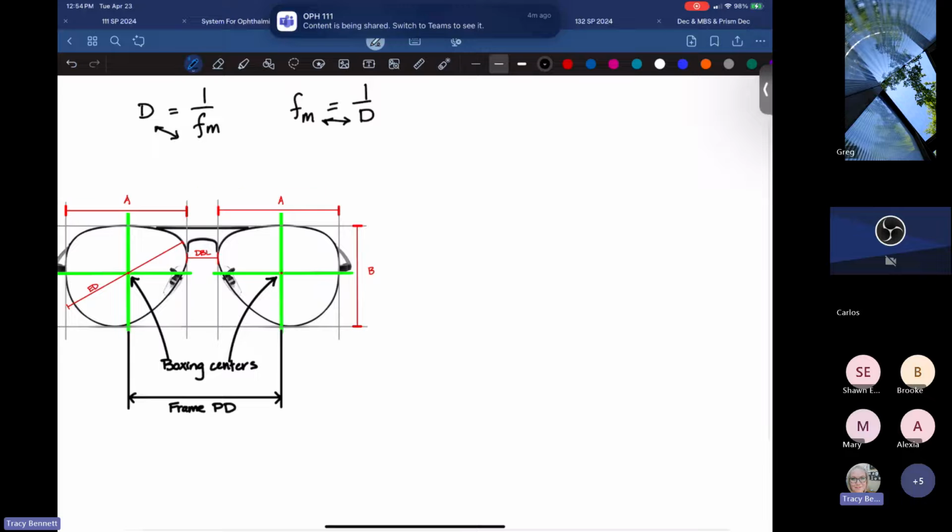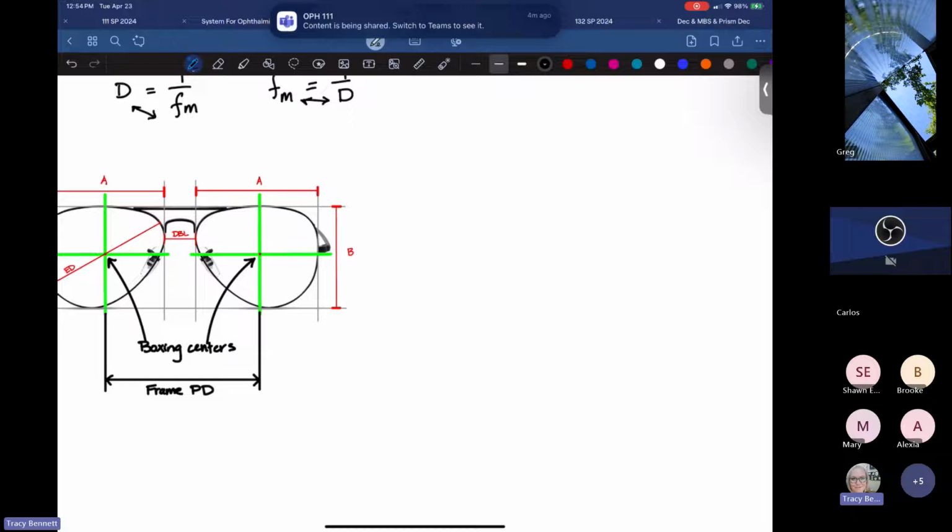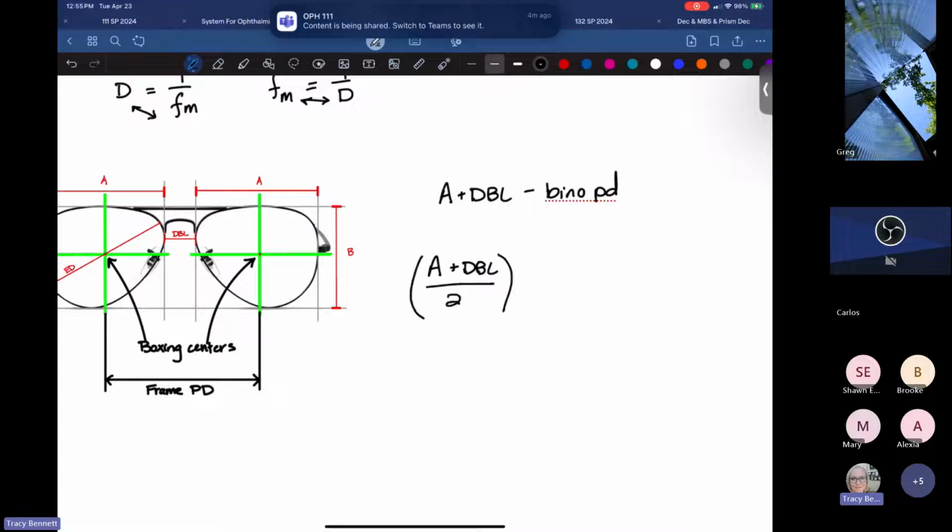Y'all remember the formulas for decentration, right? The frame PD, yes. A plus the DBL, minus binocular PD. And then another version of that is divide that in half, and you can use monocular PD for that. So these are both horizontal decentrations.